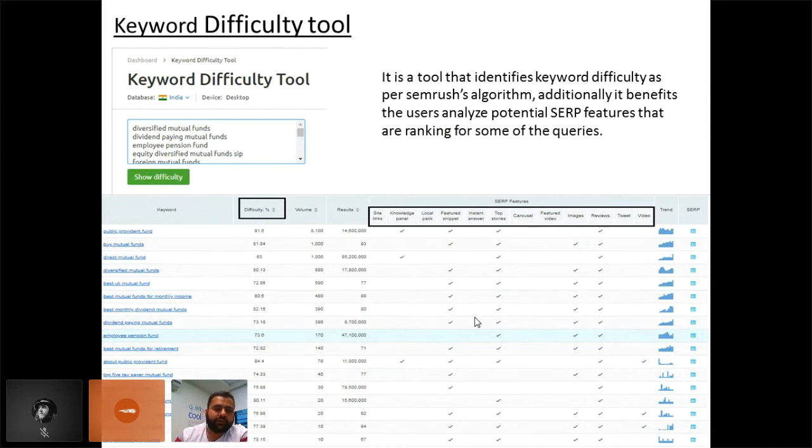Next best thing about this is you can know what SERP features you can contribute to. Let's say you're driving a blog using the keyword magic tool, you have some questions that you can write blogs on, and you know that this niche has SERP featured snippets or maybe rich questions, rich answers, anything that is coming on. So you can go and optimize those things. So the keyword difficulty tool helps you analyze difficulty and also helps you see which keyword is ranking on which feature.